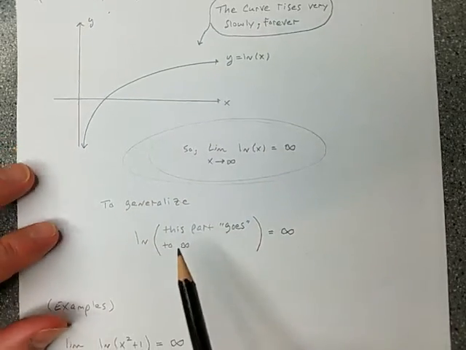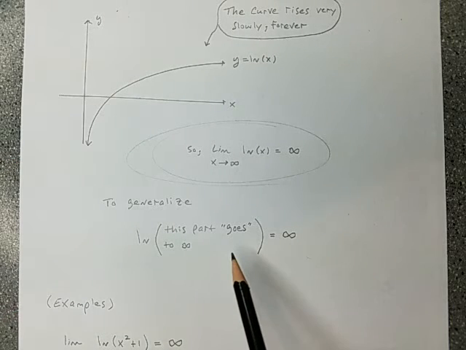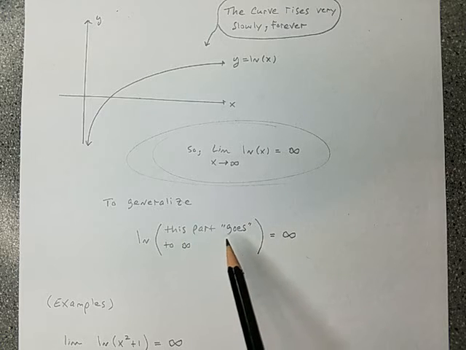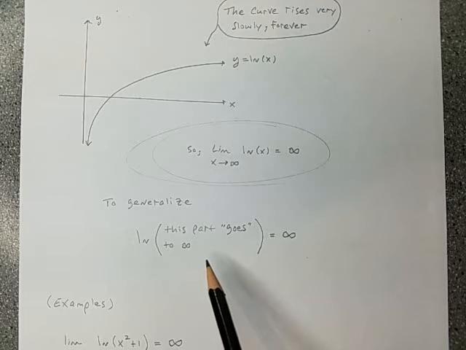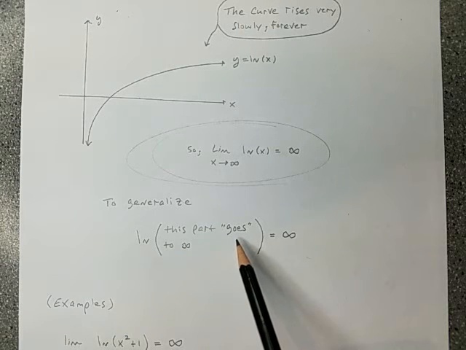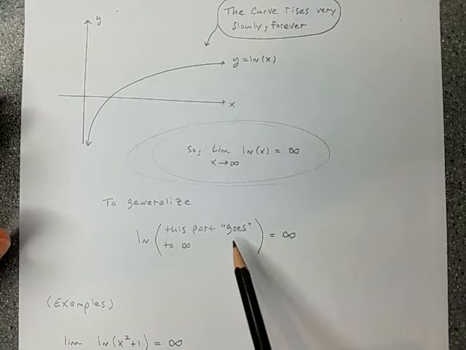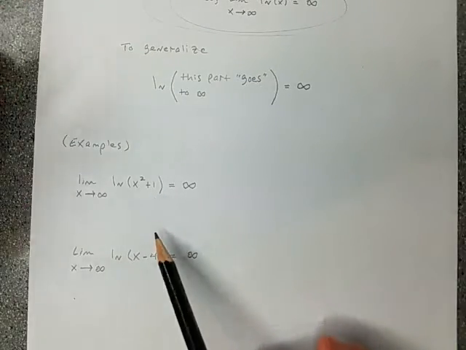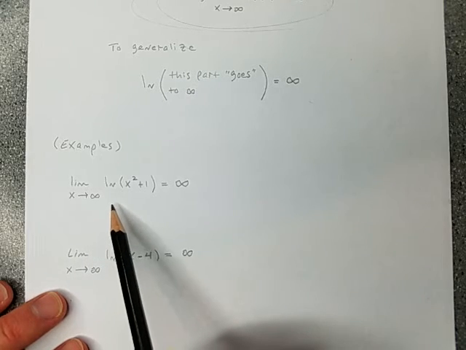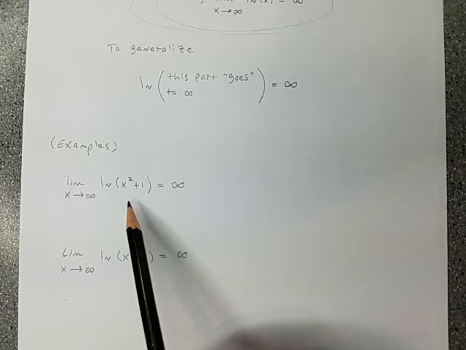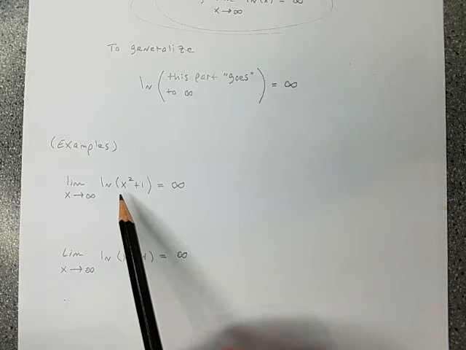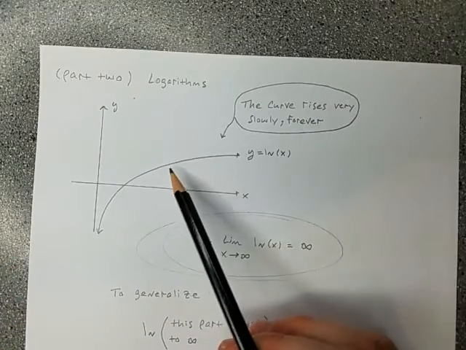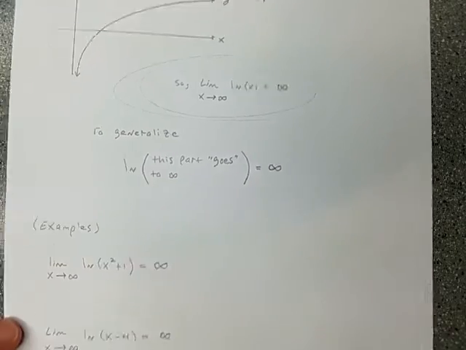Now we can generalize that. You have the natural log of something, and whatever the problem is you're doing, the part in here goes to infinity. I probably shouldn't write "goes," but you know what I mean when I write that down. Here are two examples. Say x goes to infinity. Will x squared plus 1 go to infinity? It will. And so the logarithm of that will go to infinity, because it's just like this, and it's this general principle.